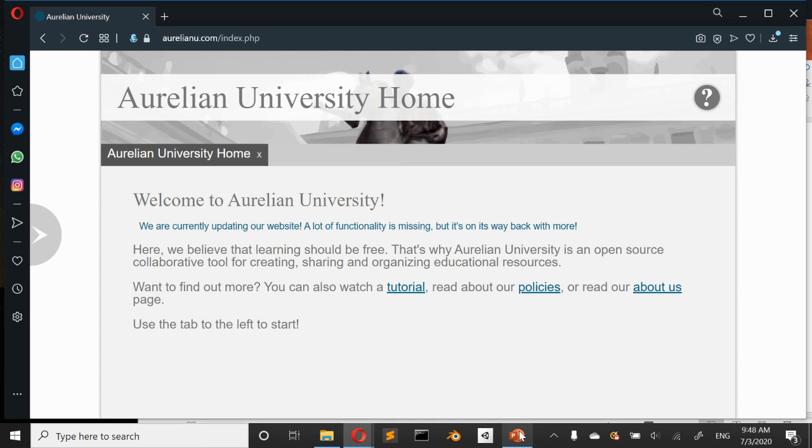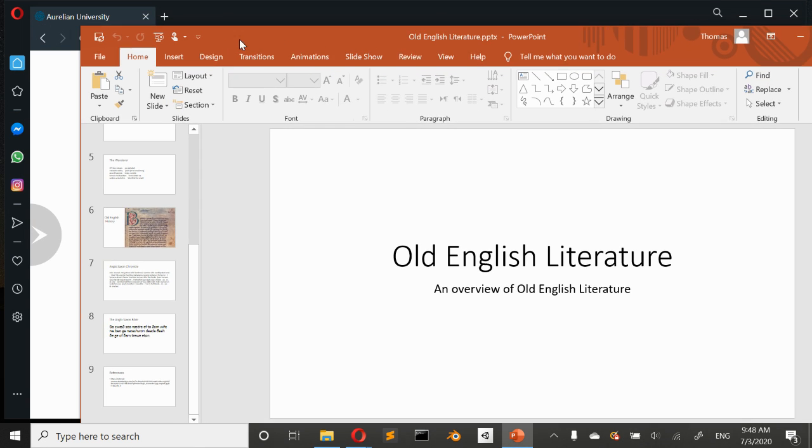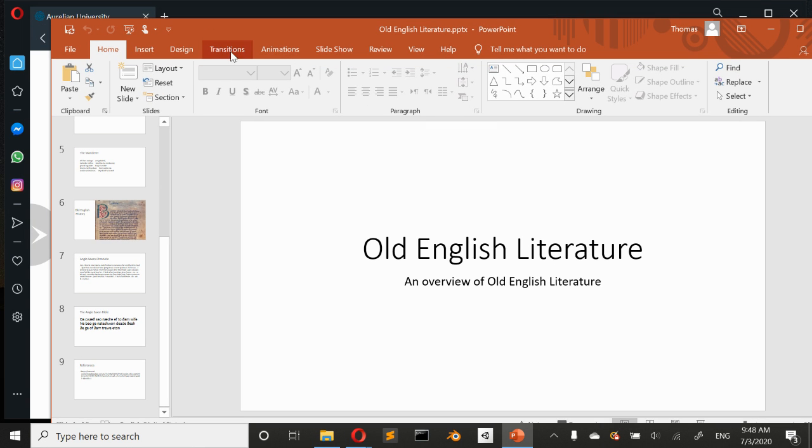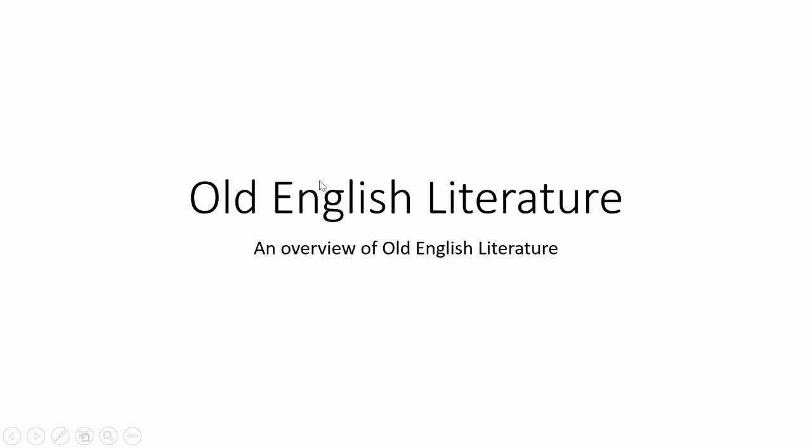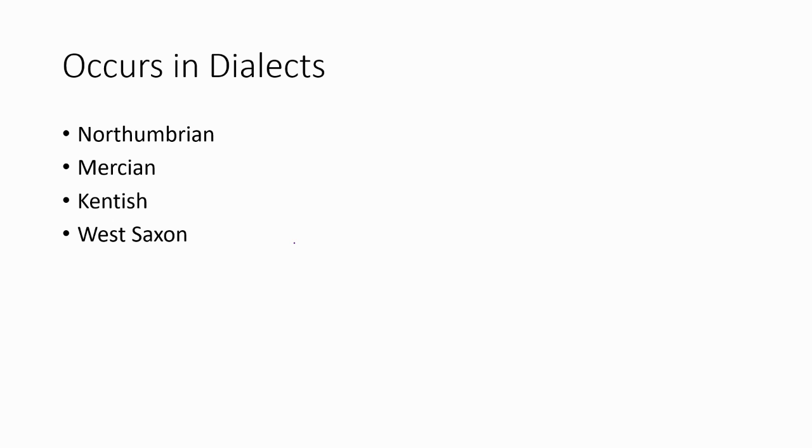Hi, in this video we're going to talk about Old English literature. So let's go ahead and start. I'm just going to give an overview of the literature, some things that you'll read as you learn Old English, etc. And I'm going to go for purple because why not? So an overview of Old English literature, and we'll read a little bit too.